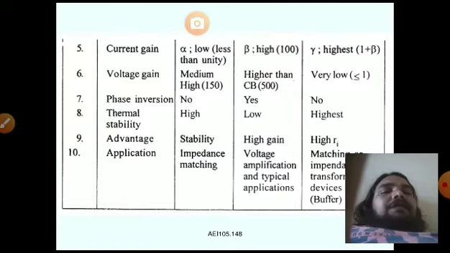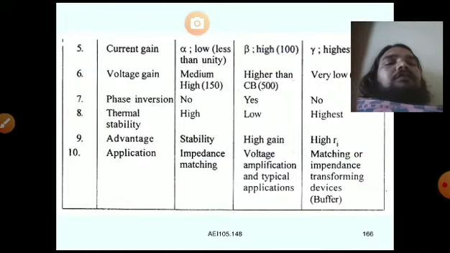Next, ninth factor is advantages. The advantage of common base configuration is stability, very high stability. Next, the advantage of the common emitter configuration is high gain. Next, the advantage of the common collector configuration is high gain and high RI.